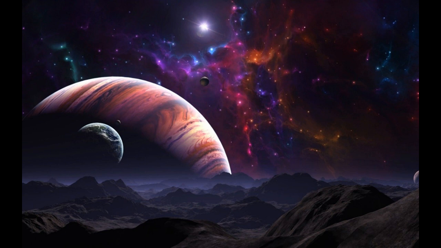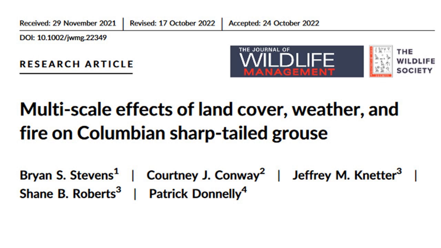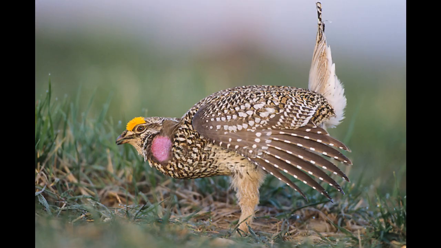In a recent study, Stevens et al. 2023 examined the multi-scale effects of land cover, weather, and fire on the abundance of Columbian sharp-tailed grouse. The researchers identified the optimal spatio-temporal scale of effect for each covariate predicted to affect local abundance.